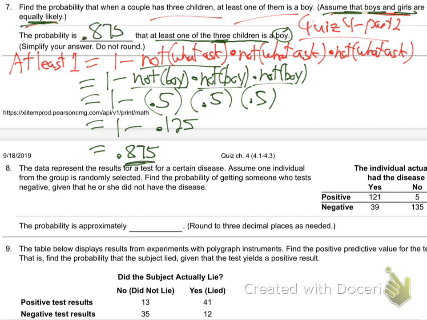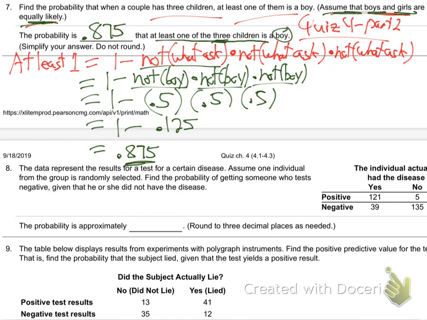The probability is 0.875 that the family is going to have at least one of the 3 children as a boy. It's likely. You'd expect it. It's likely that they're going to have at least one boy if they have 3 children. And if they want a fraction, I think they might want a fraction on this one.